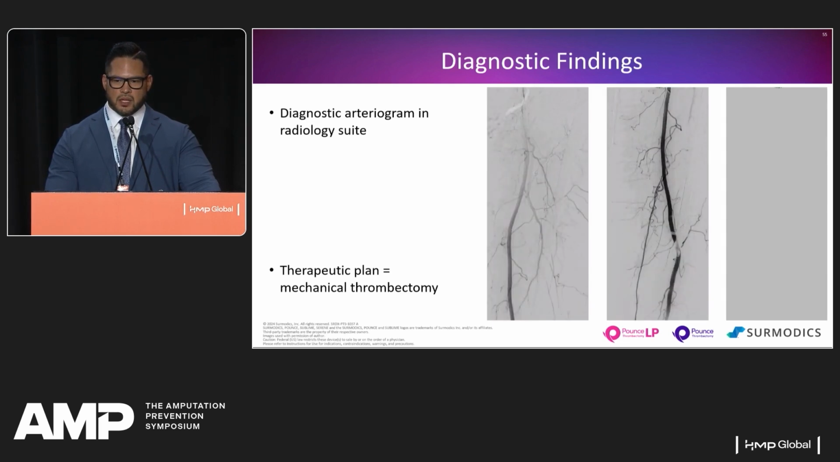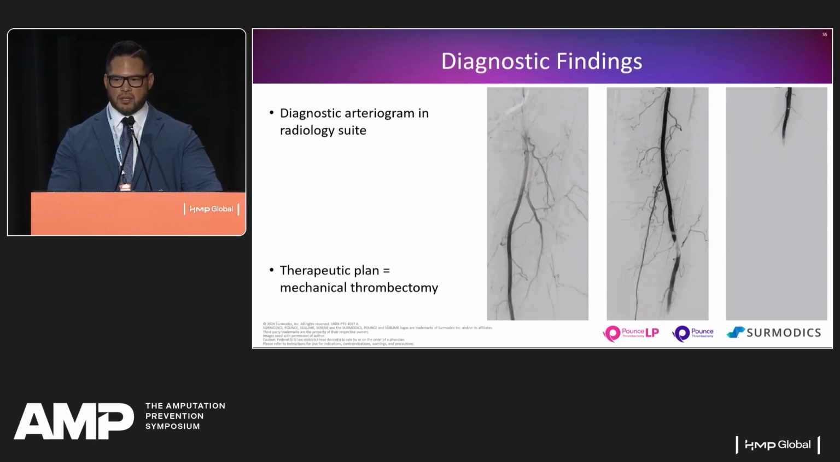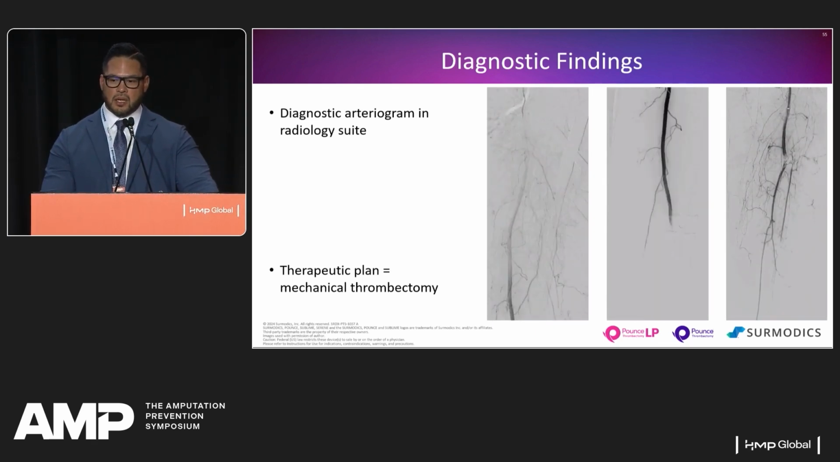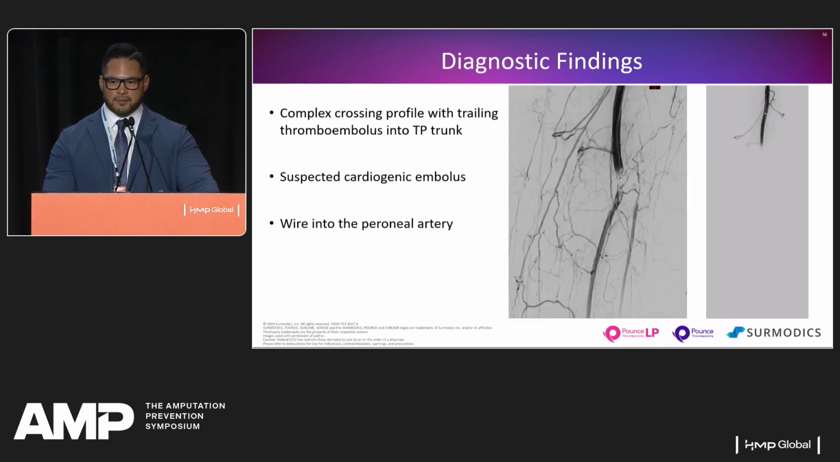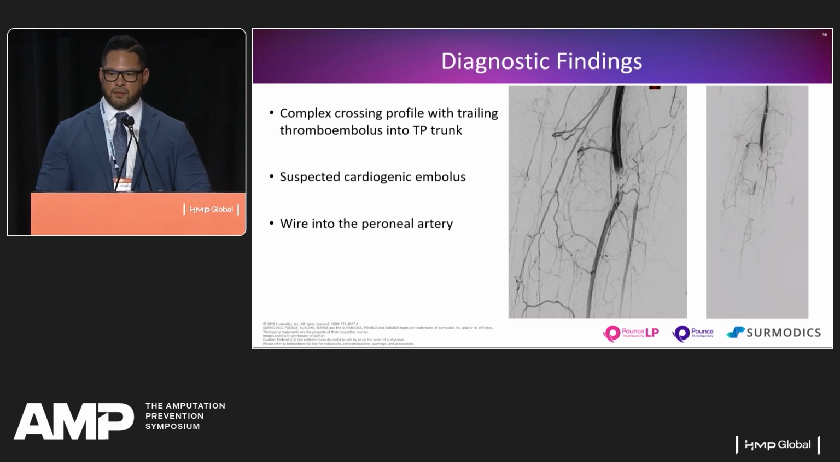So once again, we took her to the arteriogram suite and performed a diagnostic arteriogram. I think you can appreciate on the very far right of the screen there, she has a proximal tibial artery occlusion, and so our therapeutic plan was to perform Pounce thrombectomy. Here's a little bit more magnified view of the lesion. So it was a complex crossing profile with trailing thrombus into the TP trunk.